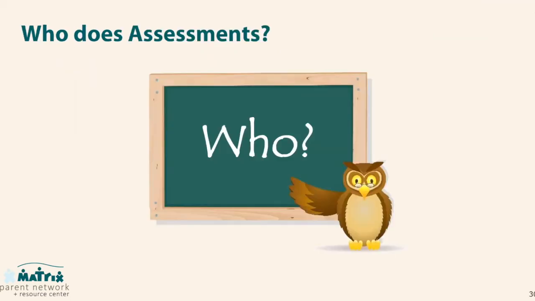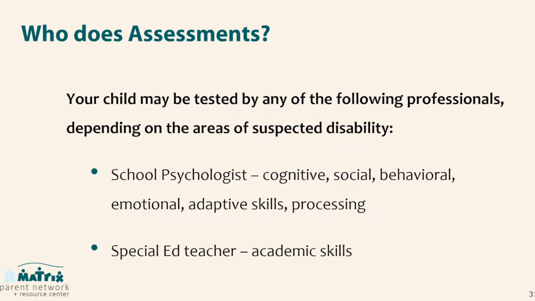So now we're going to talk a little bit about who's going to do the assessments. So your child may be tested by a variety of different professionals, depending on the area of suspected disability. Now, generally, always this is going to involve the school psychologist and a special education teacher. So the school psychologist is going to be doing the cognitive, social, emotional, behavioral, adaptive skills, processing skills. They will be looking at those sorts of things. And the special ed teacher is going to be looking at the academic skills, the reading, the composition, the math skills, things of that sort.